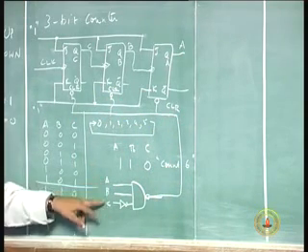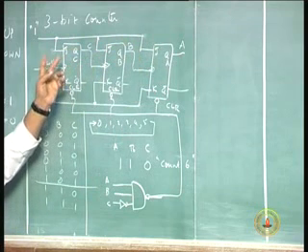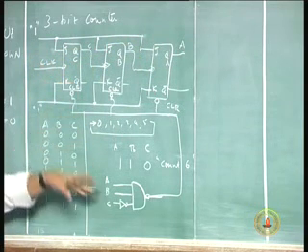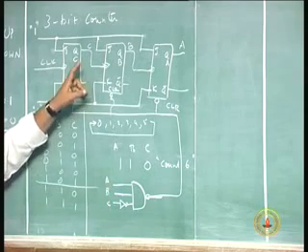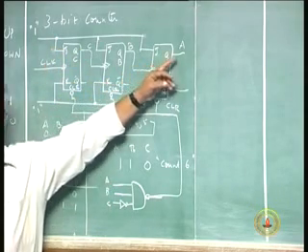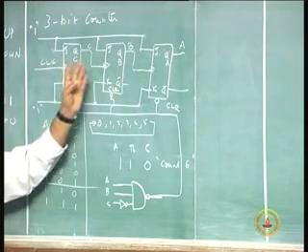And where are these A, B, C coming from? In order to not clutter the drawing, I put it here. These A, B, C are not different signals. These are the outputs of the flip-flops. A is the output of this MSB flip-flop, this LSB flip-flop, and this in-between flip-flop.